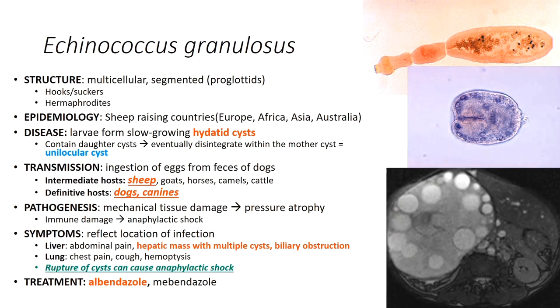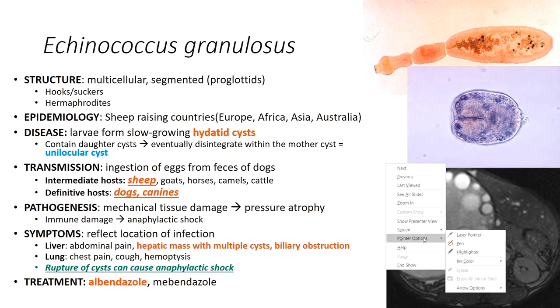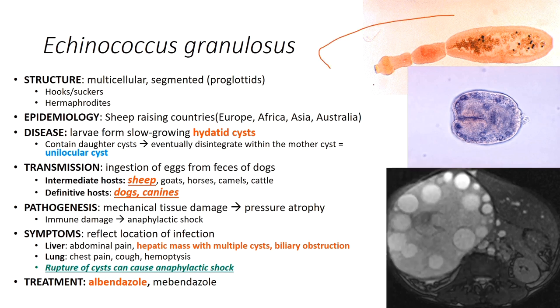So now on to Echinococcus granulosus, and there's actually another Echinococcus we're going to be talking about as well. Granulosus, actually, the structure for this is multicellular, segmented, with proglottids, and you can actually see that right up here in this top picture. And this guy has hooks and suckers on it, as you can see over here, and these guys are hermaphrodites. So they can actually mate with themselves, which is kind of strange.